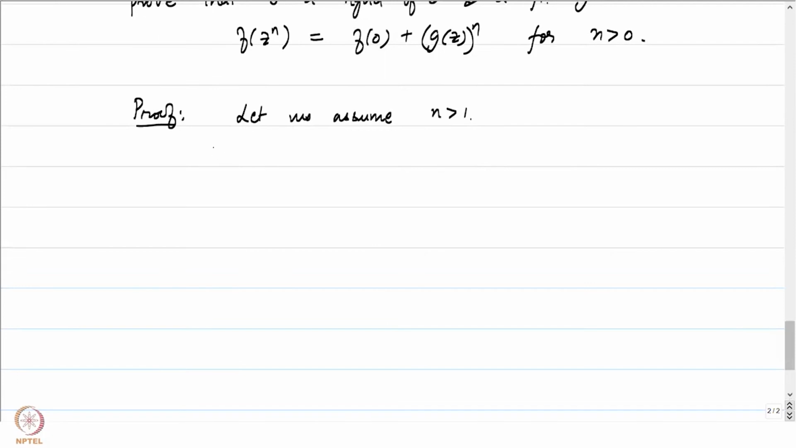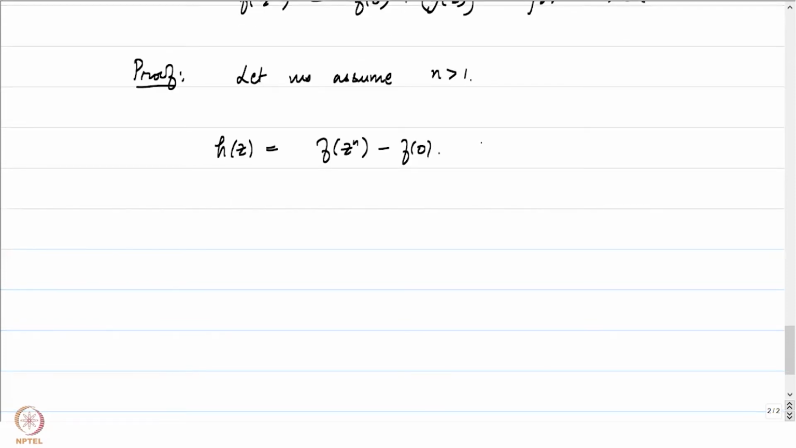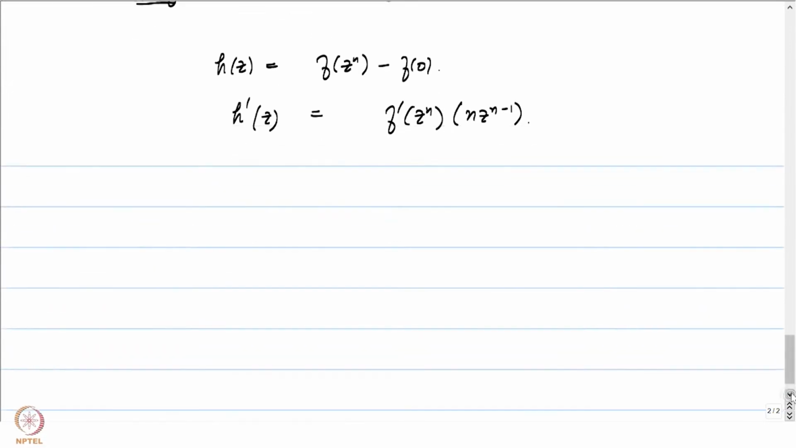Now if n is greater than 1, then let's look at h of z equal to f of z to the power n minus f of 0. Let's try to look at the derivatives of this function h at the point 0 and try to study what the multiplicity is at the point 0 of h. We know that h of 0 is equal to 0, right? So if you notice, by the chain rule, h prime of z is going to be equal to f prime of z to the n into n times z to the power n minus 1. And we know that n is greater than 1 and therefore h prime of 0 is equal to 0.